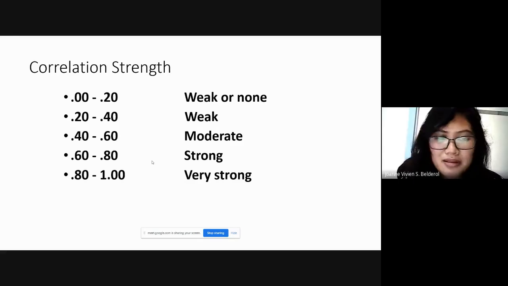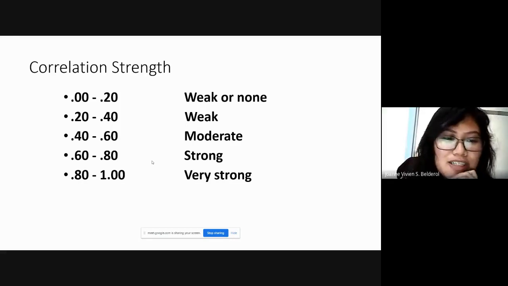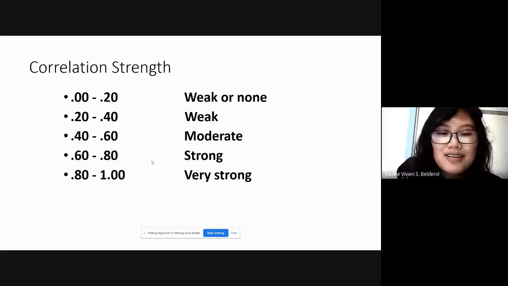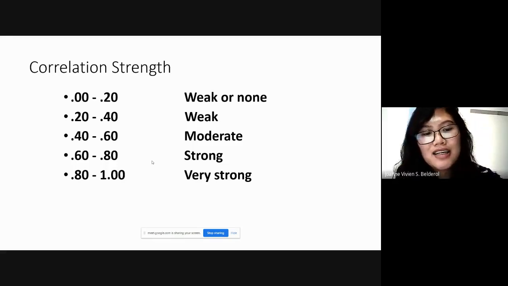0.7 is not weak. It falls in the 0.6 to 0.8 range, so it is strong. So, regardless of the sign, you look at the range. Follow? Let's try again.